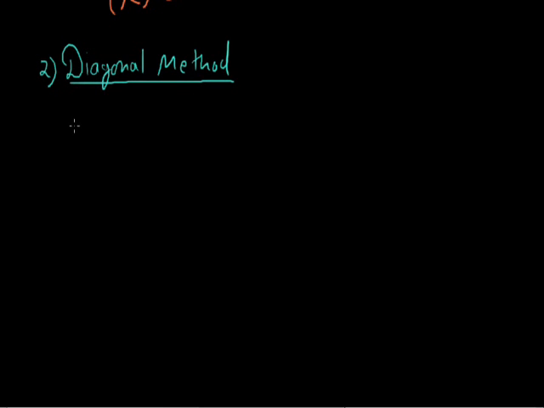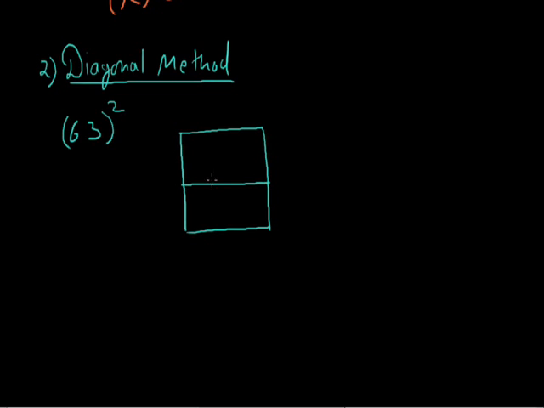Let's say I want to find the square of 63 with the help of the diagonal method. As the number contains 2 digits, I have to make a square containing 2 rows, that is 1 and 2, and 2 columns, the first column and the second column.